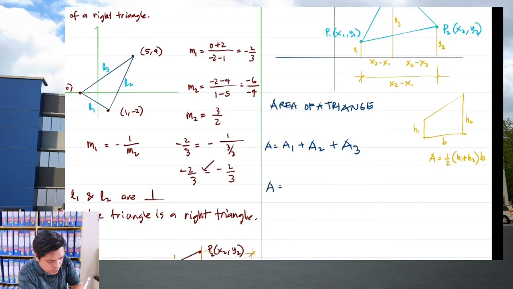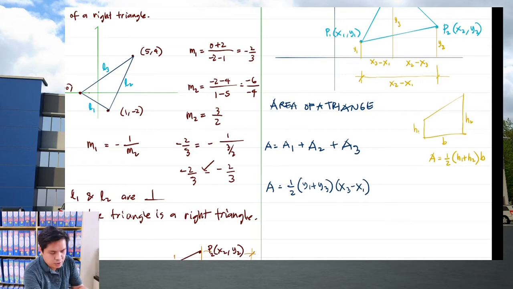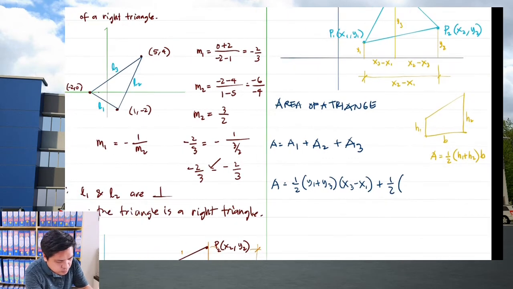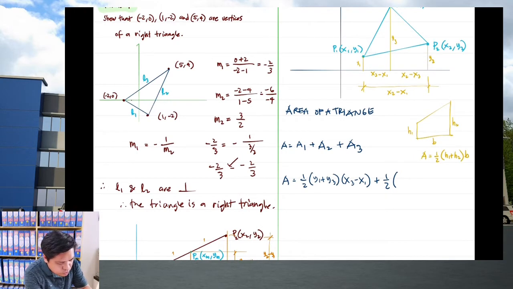So, area is equal to 1/2 times y1 plus y3 times x3 minus x1. Okay. Plus 1/2 trapezoid 2, that's y3 and y2. So, pwede na natin interchange na lang para magkasunod-sunod: y2 plus y3. Anyway, it's addition, so okay lang mag-interchange. Times the base, which is x2 minus x3.